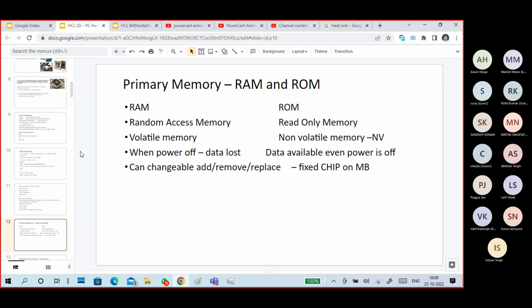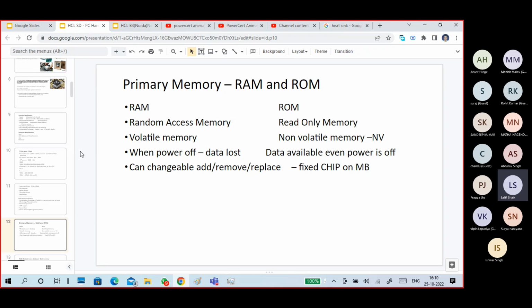RAM is random access memory, and ROM is read-only memory. RAM is a volatile memory, and ROM is a non-volatile memory. What is the meaning of volatile memory? Volatile memory is temporary memory. Whenever the device is powered off, the data in the device will be gone automatically. That is called the volatile memory type.